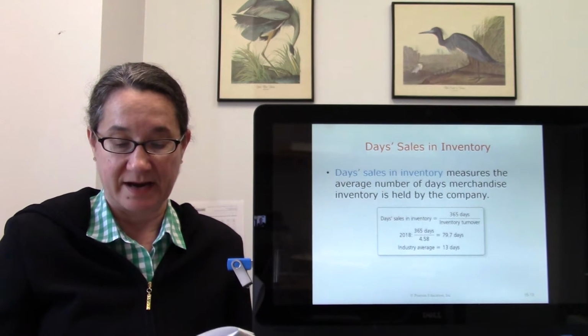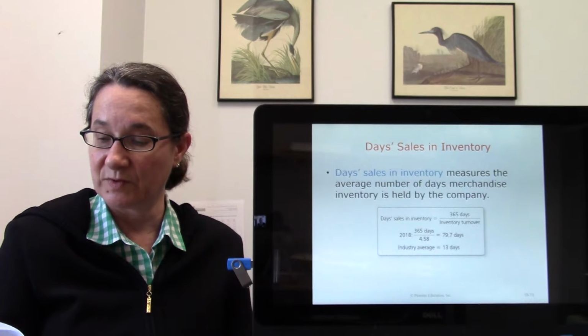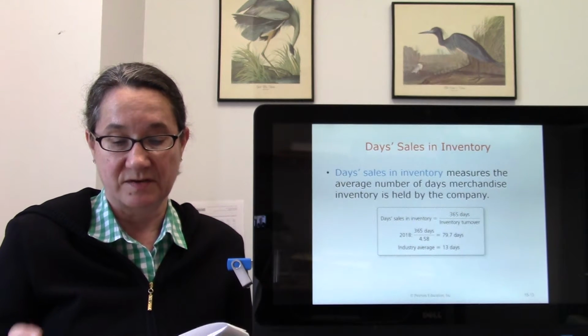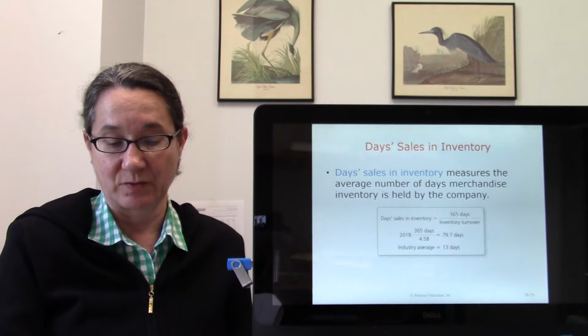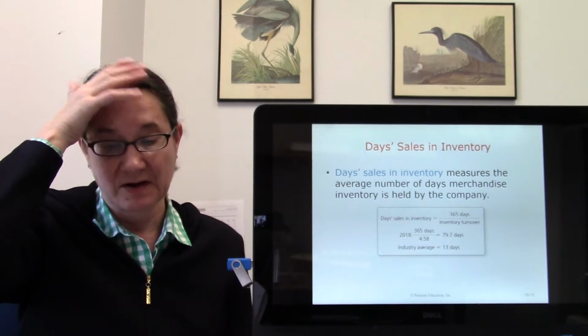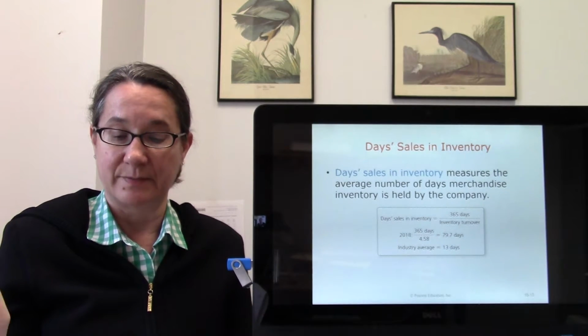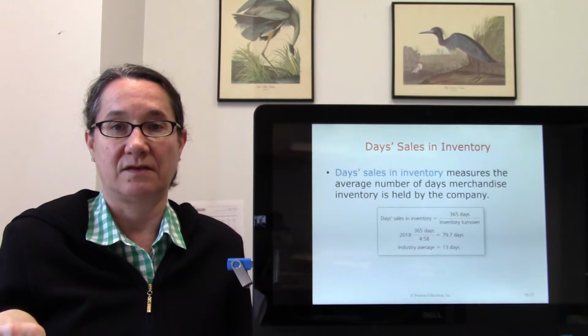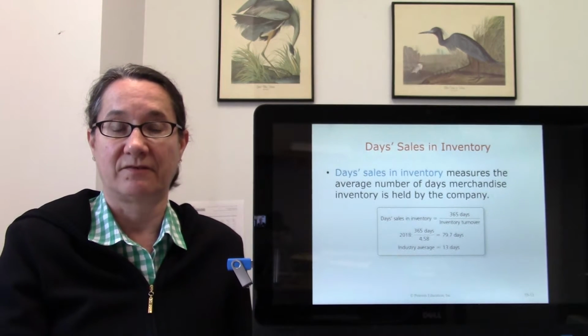365 days divided by inventory turnover. So our inventory turnover was 4.58. So you take 365 divided by 4.58. How many times does it turn over? And you end up with 79.7 days. So 80 days. When you buy something, it sits around for 80 days.